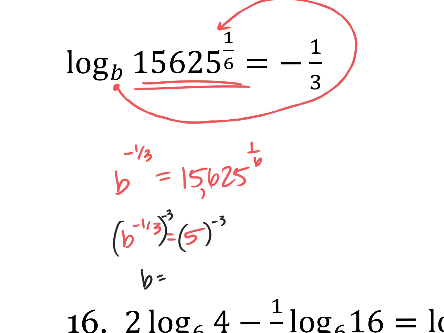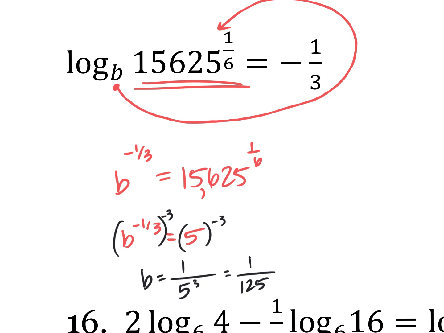So 5 to the -3rd. What do you do with a negative exponent? Yeah, 1 over 5 to the 3rd. What is 5 to the 3rd? Okay. That's how we handle that.